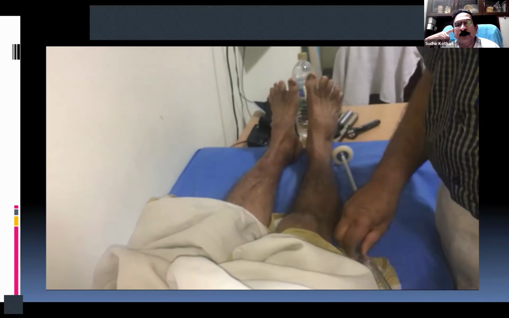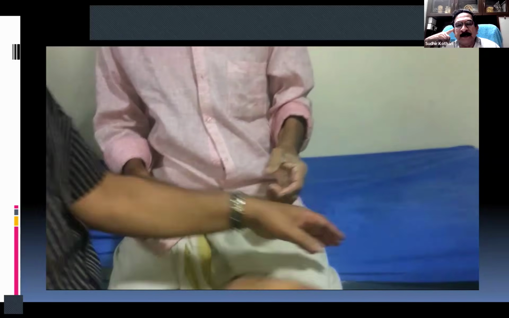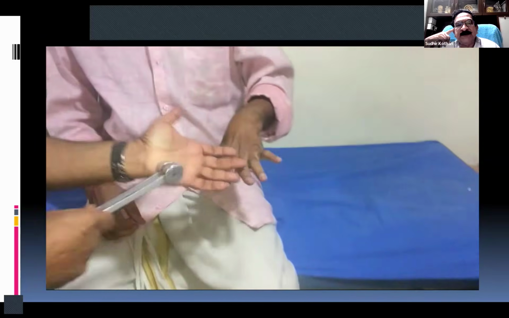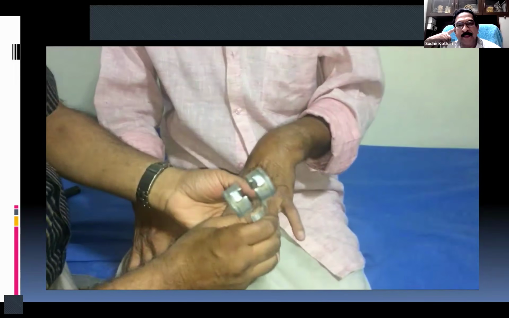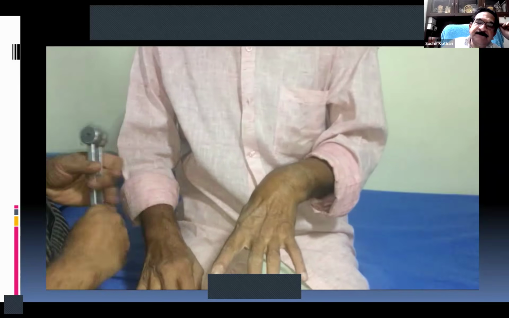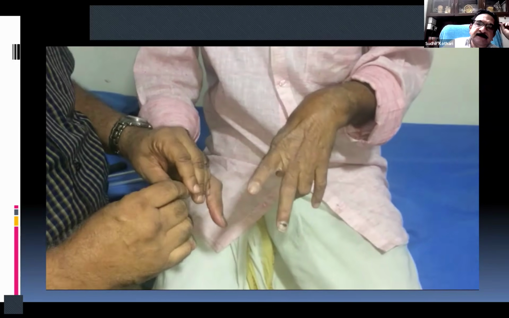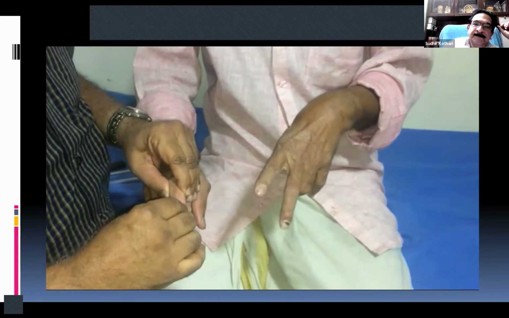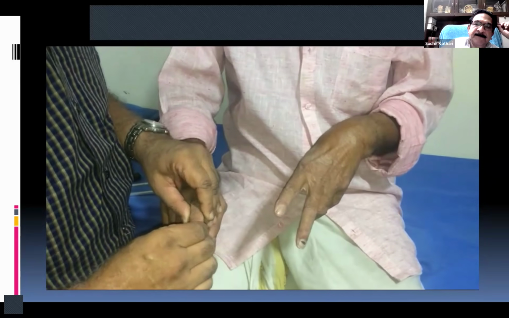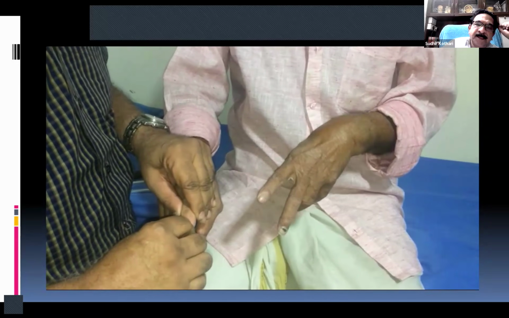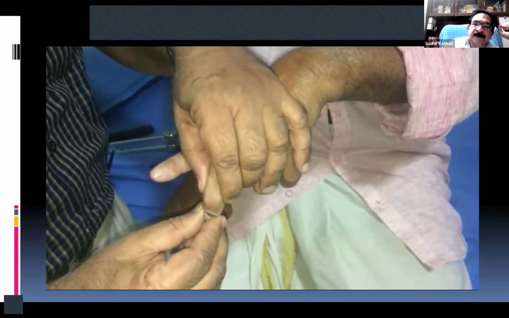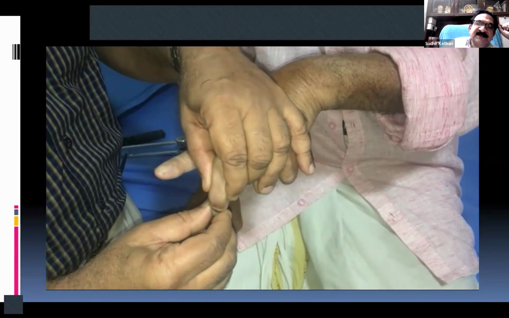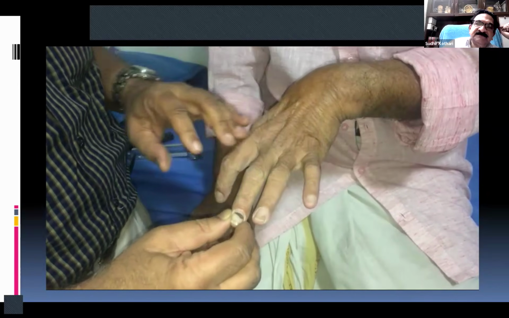The lower limbs normal. Then vibration and joint position sense is impaired in the left hand. He could not feel. He is asked to say whether the finger is up or down with eyes closed. That is totally lost on the left side. He could not see where it is.